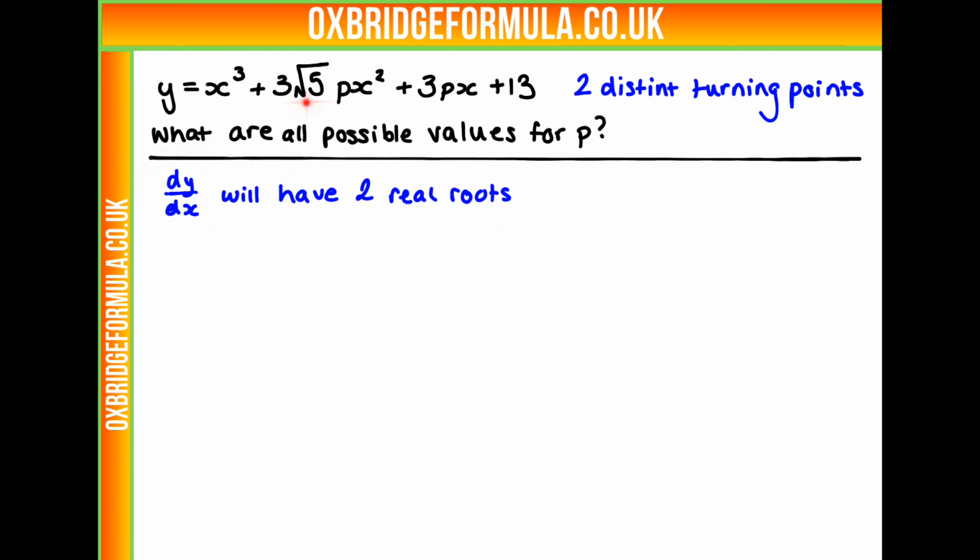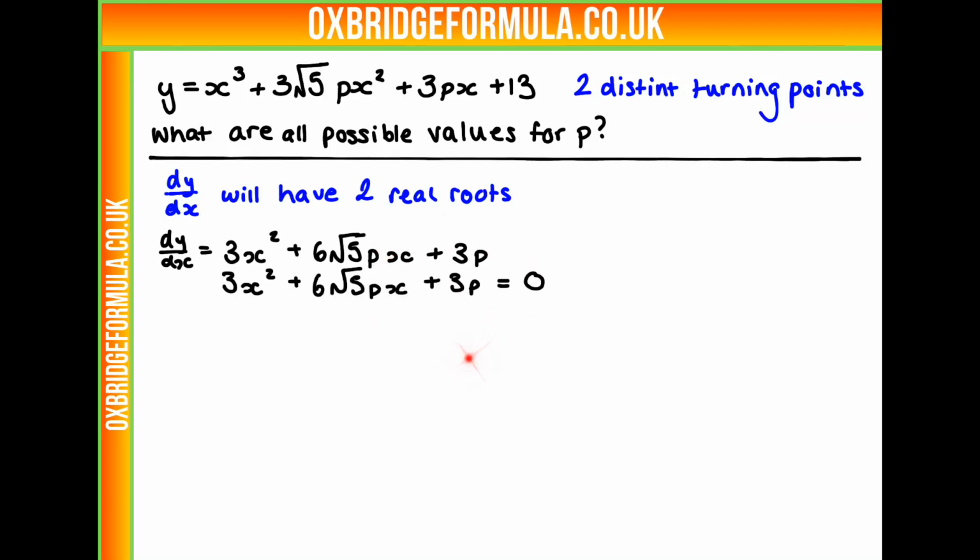Let's find dy dx of this equation here. So take a second to work that out. So we're going to have 3x squared plus 6 root 5 px plus 3p. All we're doing is timesing our coefficient by our power and then decreasing the power by 1. That gives us our equation here.